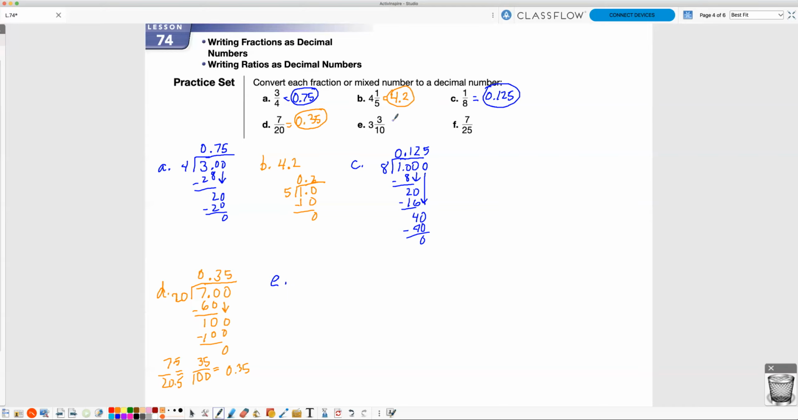Letter E, 3 3/10. So if I've got 3/10, you know what?